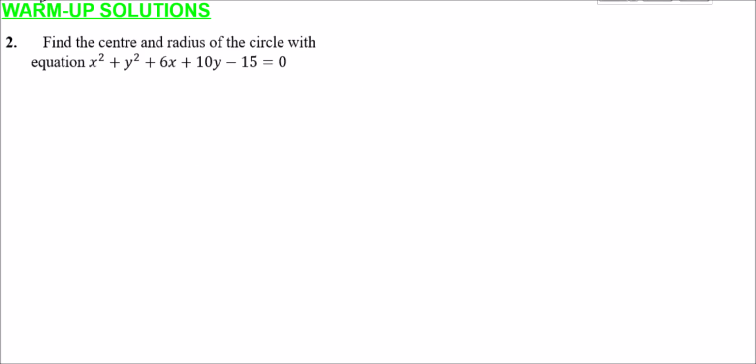Question 2. Find the centre and radius of a circle with equation x squared plus y squared plus 6x plus 10y minus 15 equals 0. What we need to do here is to get it from this expanded out form into factorised form. And so what we do to do this is complete the square for the x squared terms and the x terms, and the terms relating to y separately. We can leave this minus 15 alone for now. And so the x terms, let's deal with these first.